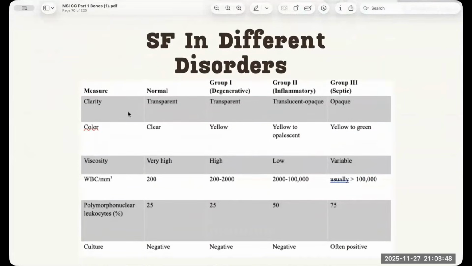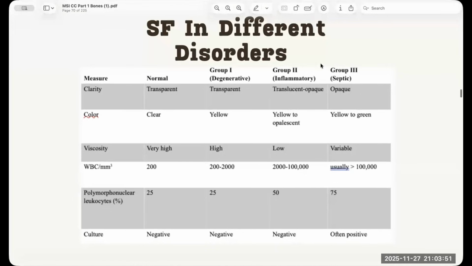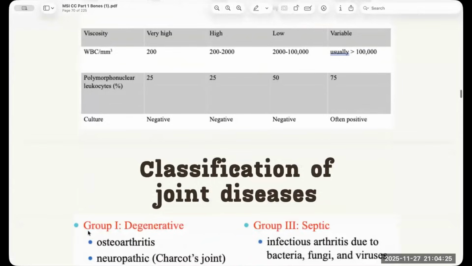Now, synovial fluid shows differently in different disorders. This is a very nice table that shows those differences. It really does help. I remember having a good amount of questions about synovial fluid that I answered using this table. It shows the difference in color, viscosity, WBC numbers, polymorphonuclear leukocyte percentage, and culture.